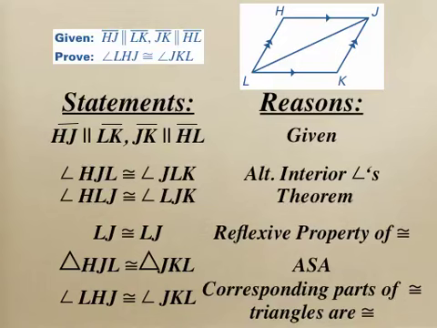If you look at that last reason, once you have congruent triangles and you're trying to prove something further than just the fact that you have congruent triangles, and you're using the fact that the corresponding parts are congruent, the reason you're going to say is corresponding parts of congruent triangles are congruent.